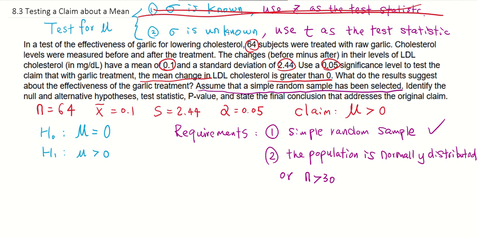If you look at the problem, it didn't say anything about the population being normally distributed, but our sample size is 64, right? N is 64, which is greater than 30. So the second requirement is satisfied also. Since both of our requirements are satisfied, we can keep conducting the hypothesis test. Let's decide our test statistic. We're testing for mu, the population mean, and the population standard deviation is unknown, because if we read the problem, we didn't see anything about the population standard deviation. So in this case, the test statistic will be t.